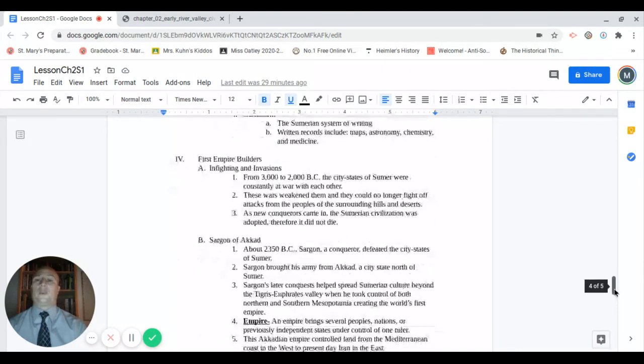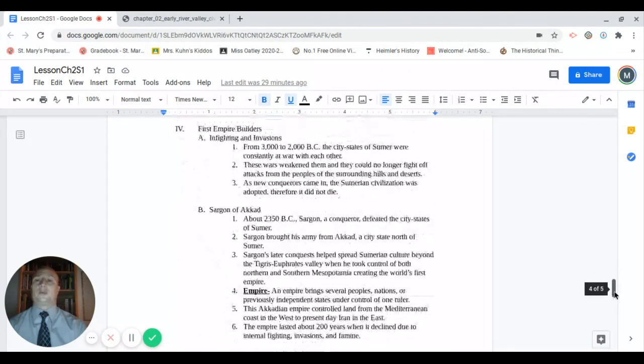Now, Roman numeral 4 is going to talk about this region as creating the first empire. We'll talk about what an empire is here momentarily, but what ends up happening in Sumeria is because it's a very popular place, because they're doing very well, they're civilized, they have farming, they have a surplus of food. A lot of people want to come to this region, and a lot of people want to take it over. So from 3000 to 2000 BC, the city-states of Sumer were constantly at war with each other.